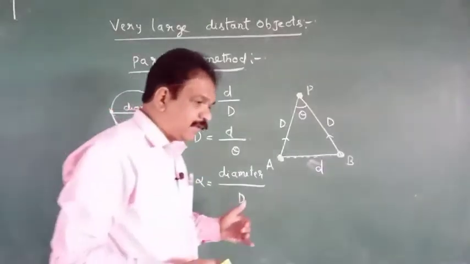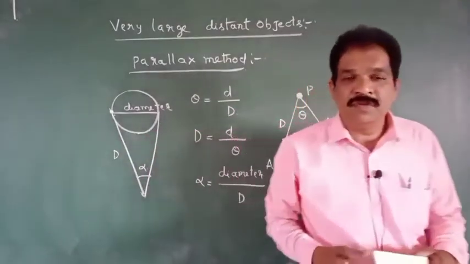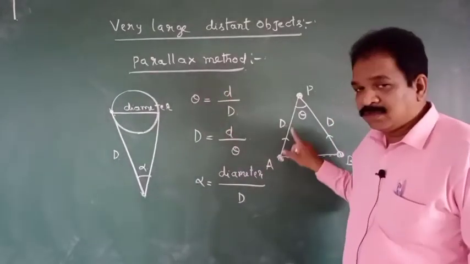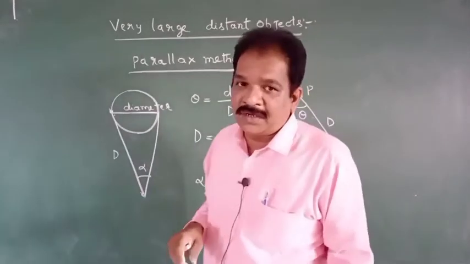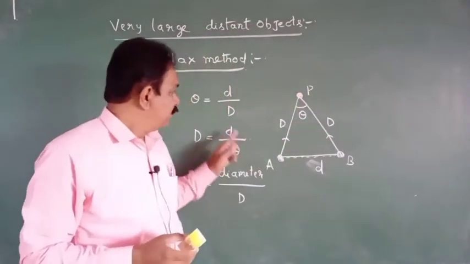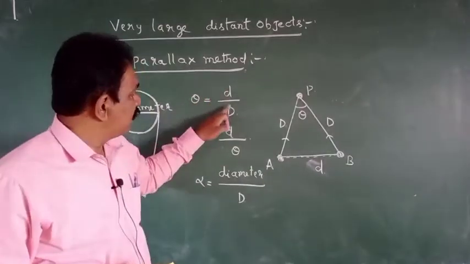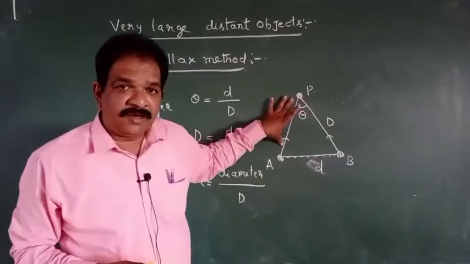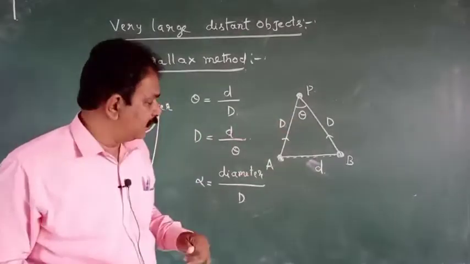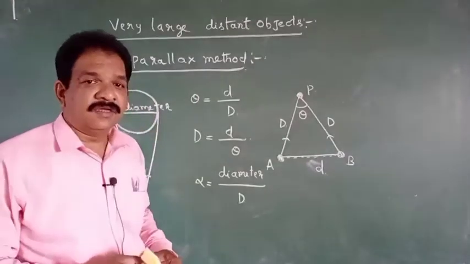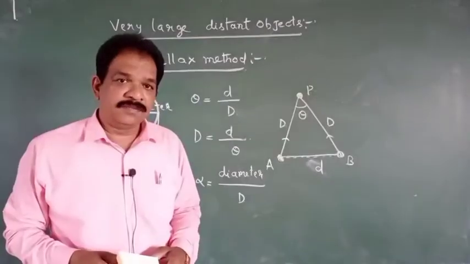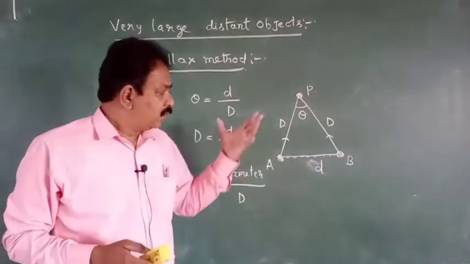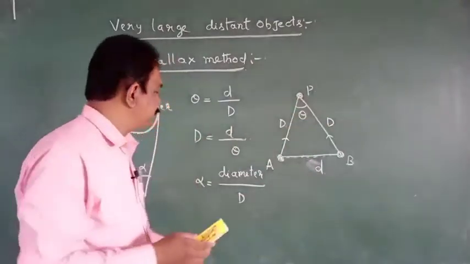So to measure very large distances, we will use the parallax method. In the parallax method, a particular object is observed at two different positions, then theta is equal to small d by capital D. From that, this distance we will calculate. Using that distance, again we can measure the size of the planet. The point is clear. So this is the method we will use to find long distances.